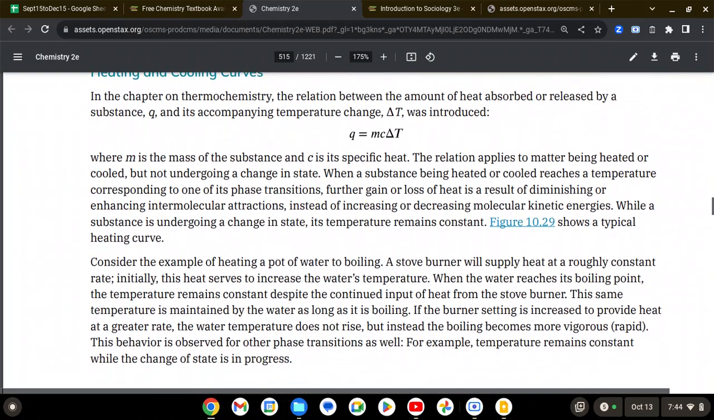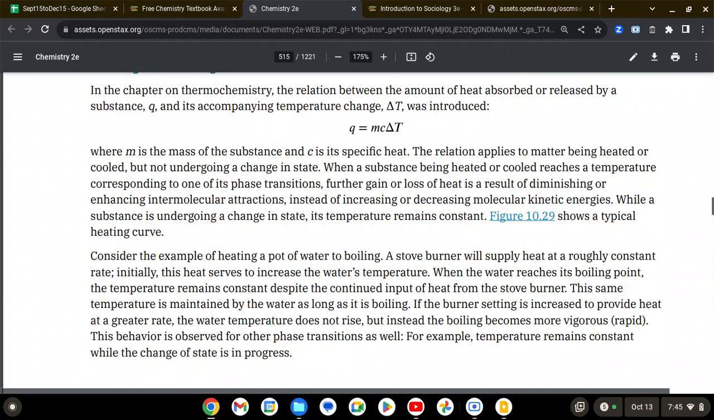Heating and cooling curves. In the chapter on thermochemistry, the relation between the amount of heat absorbed or released by a substance, q, and its accompanying temperature change, delta T, was introduced: q equals m c delta T, where m is the mass of the substance and c is its specific heat. The relation applies to matter being heated or cooled, but not undergoing a change in state.